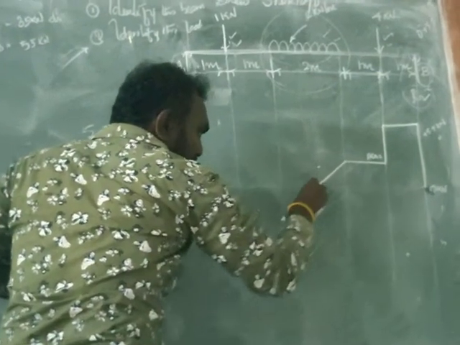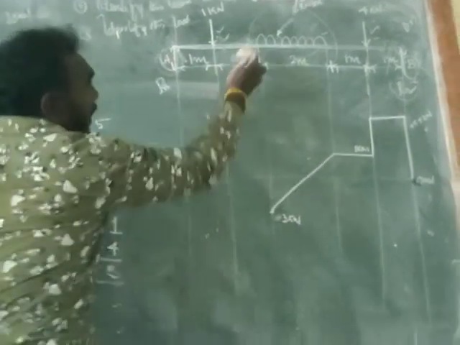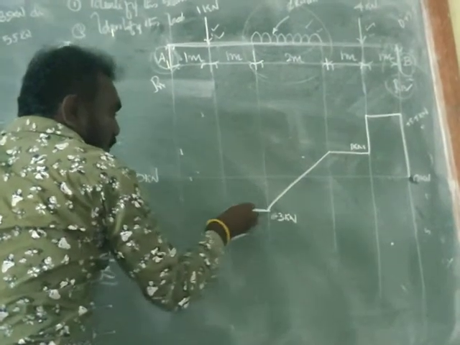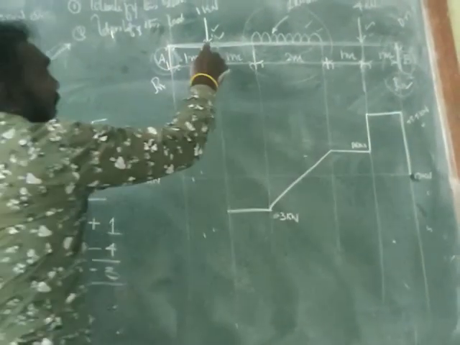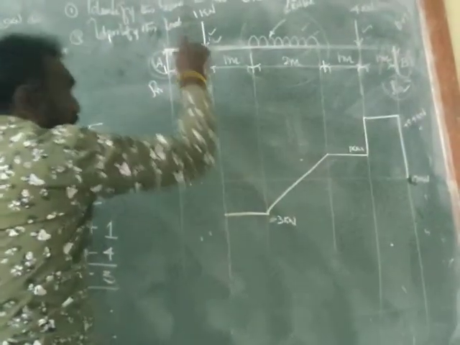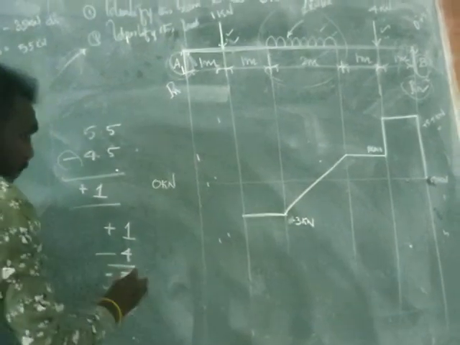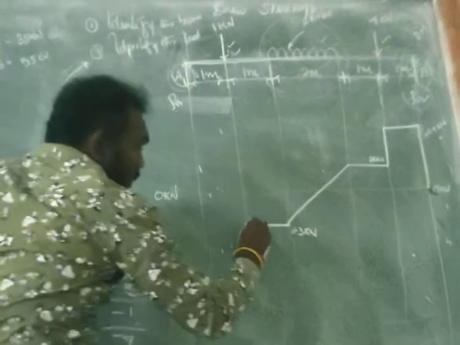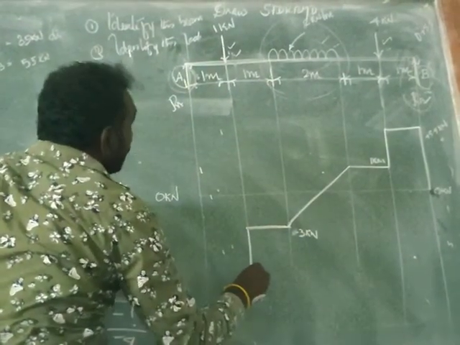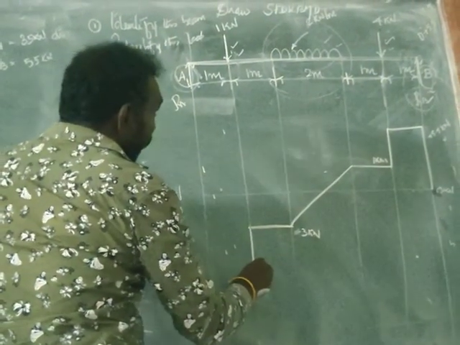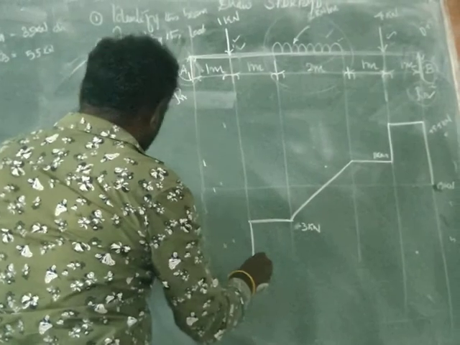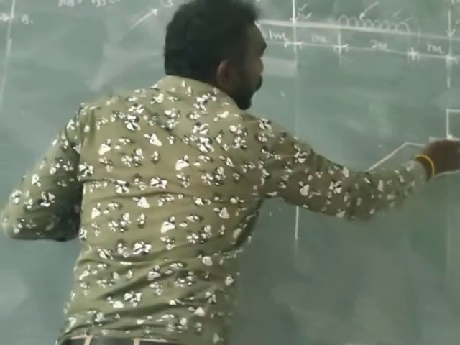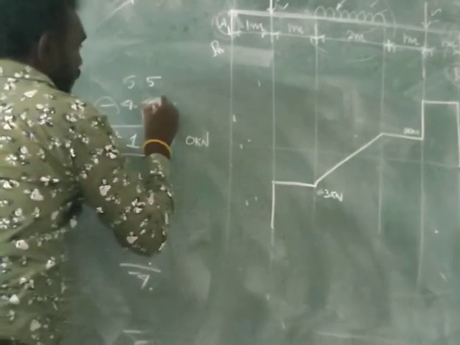So the line may come from here. Here there is no load, so put the straight line. Here we are having the downward load. The minus 3 minus 1 is equal to minus 4. So here there is 4 kilonewton.